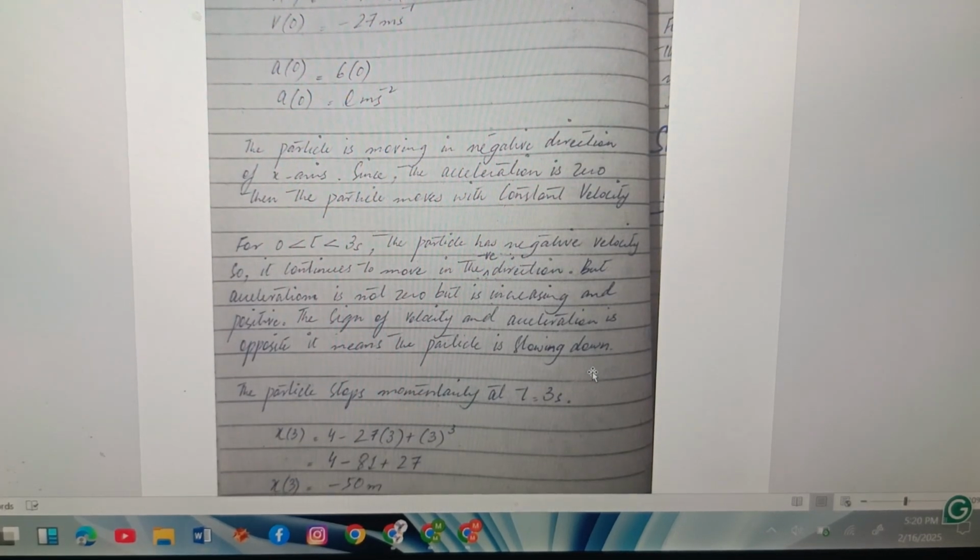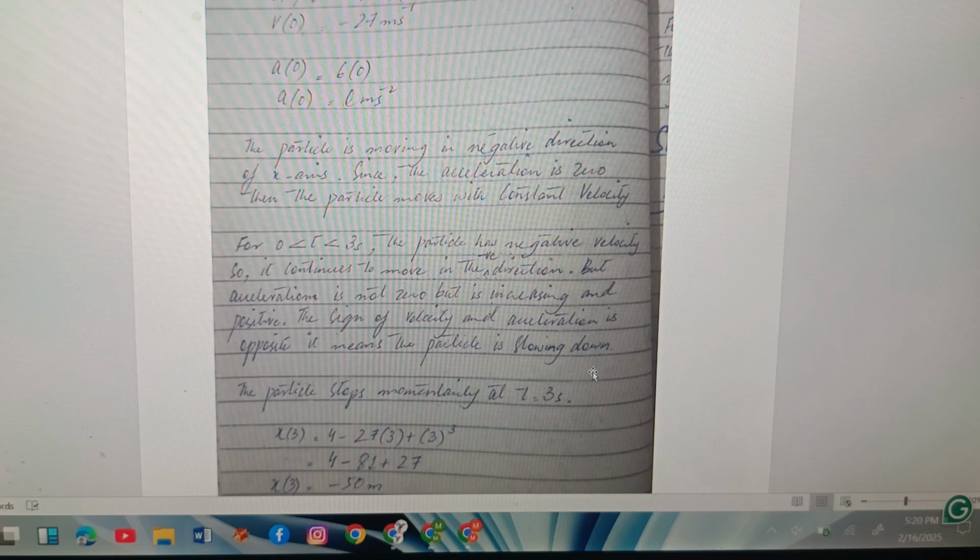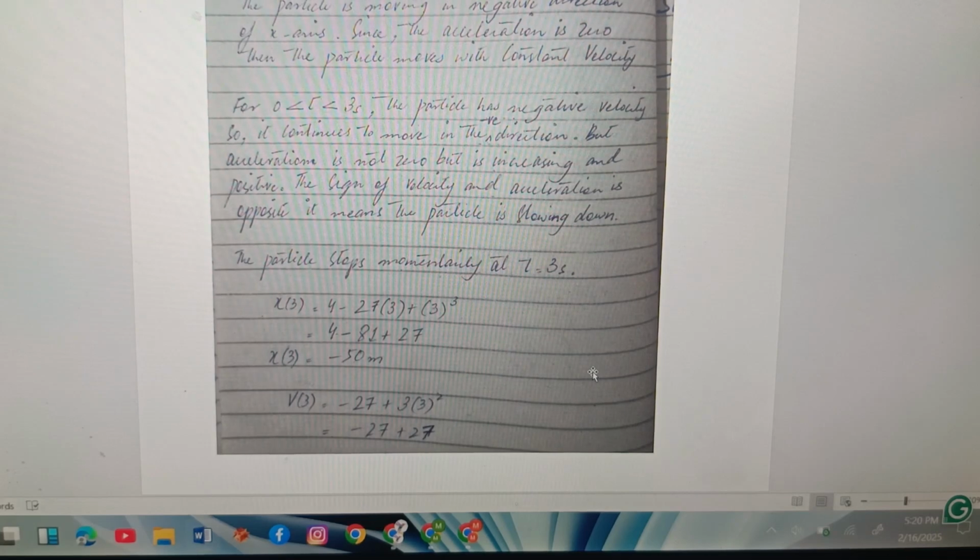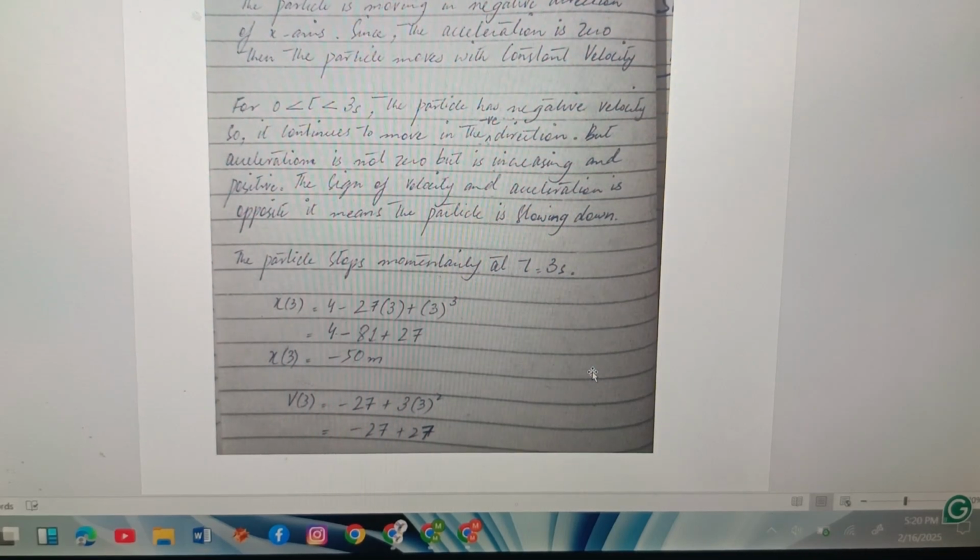Now, the particle is moving in the negative direction of the x-axis. For time 0 to 3, the particle has negative velocity. It continues to move in the negative direction, but acceleration is not 0, and it is increasing and positive. The signs of velocity and acceleration are opposite, which means that our particle will be slowing down.